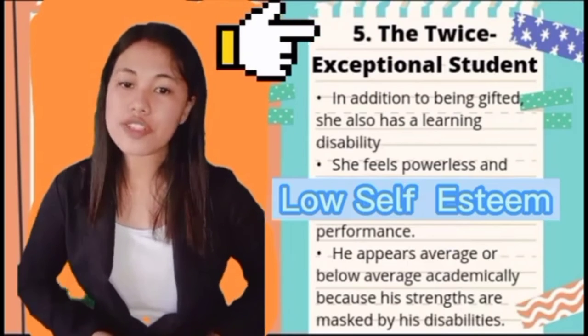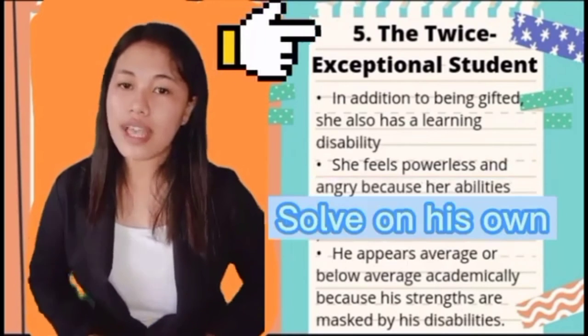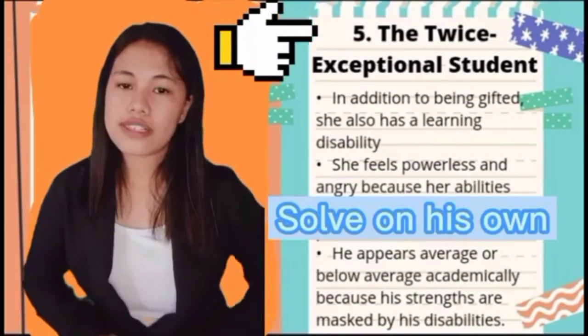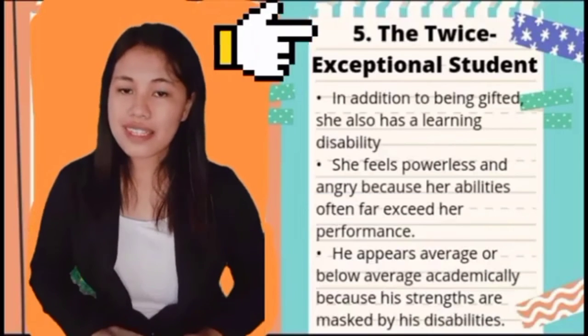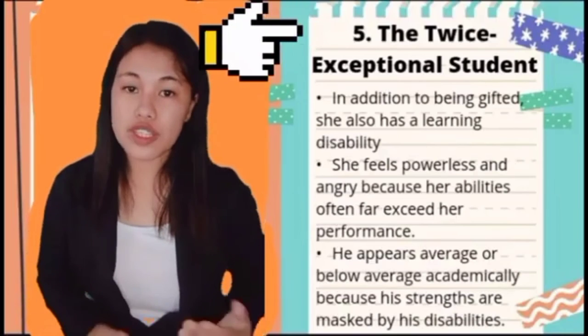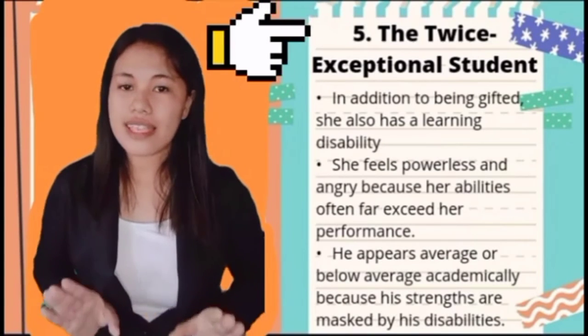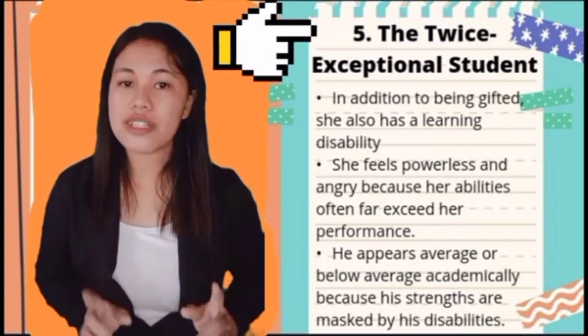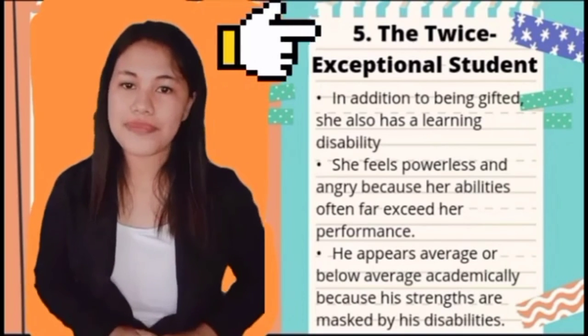A learner wants to solve on his own without the help of others because they will know the reason to solve in the proper way of solving. That is the twice exceptional student, the 5th one.